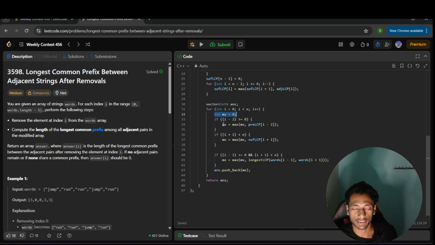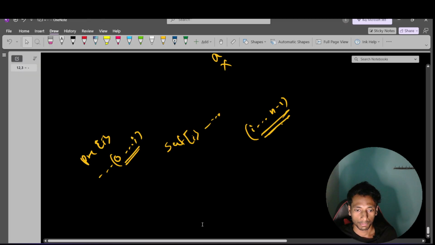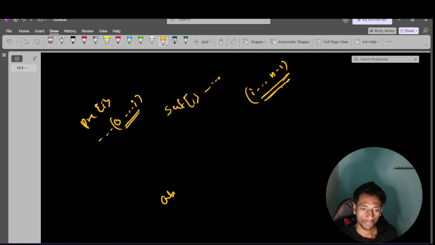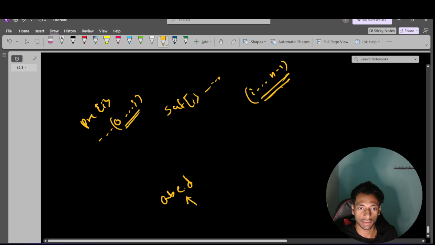So actually I have to check whether any left pair is possible or not. Suppose I remove jump, is it possible to get any pair, any adjacent pair, on the left side? Not possible. But suppose I have removed index 2. Then I actually have one pair possible, jump and run. This will be a valid adjacent pair. So that's why I will check whether I minus 2 is greater than or equal to 0. Say A, B, C, D, so this is actually C.